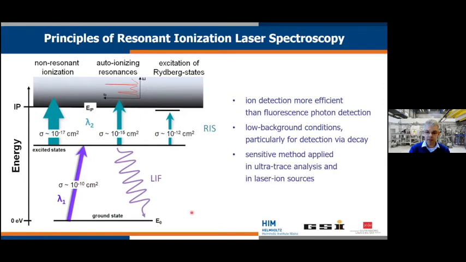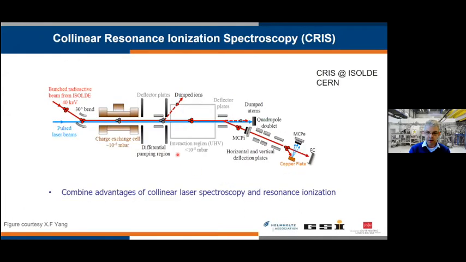This method is highly sensitive and is also used in ultra-trace analysis. And since the laser ionization is, of course, element selective, it is also quite frequently used in laser ion sources, and this has given a huge boost in a lot of experiments. And just very briefly, I want to mention that in recent years at ISOLDE, they have used a setup, the so-called CRIS beamline, where they combine the advantages of both systems. So a collinear spectroscopy, but then they do resonance ionization in a collinear geometry.